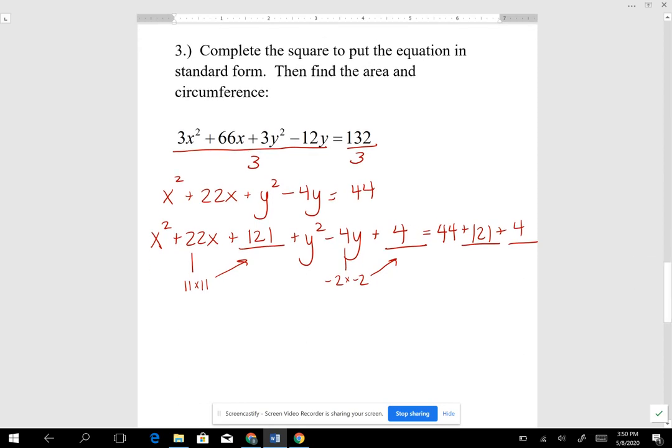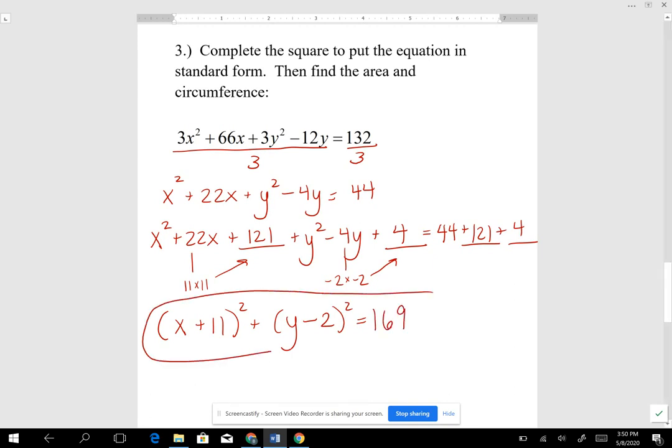All right, let's factor this. So x squared plus 22x plus 121. 121 is 11 squared. So x plus 11 squared. 4 is 2 squared. Be really careful though, because remember I needed -4y, so I need y minus 2 squared. And then let's add up 44 plus 121 plus 4, and that gives me 169. So there's my equation in standard form.